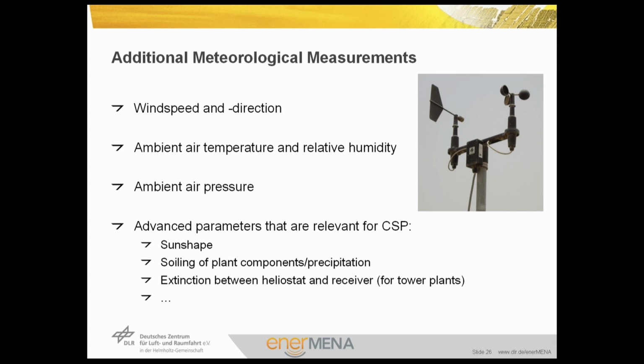And there are, let's call them, advanced parameters that are relevant for CSP. For example, the sun shape. So this is the radiance profile of the sun and the circumsolar region. Then the soiling of plant components is important, and also precipitation. And for tower plants, the attenuation or the extinction of radiation between the heliostat and the receiver is of importance. And there are more examples for advanced parameters that have to be measured for CSP.